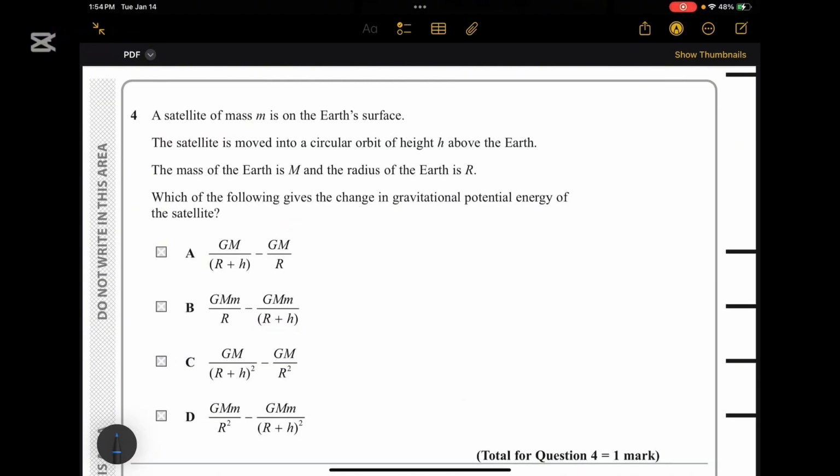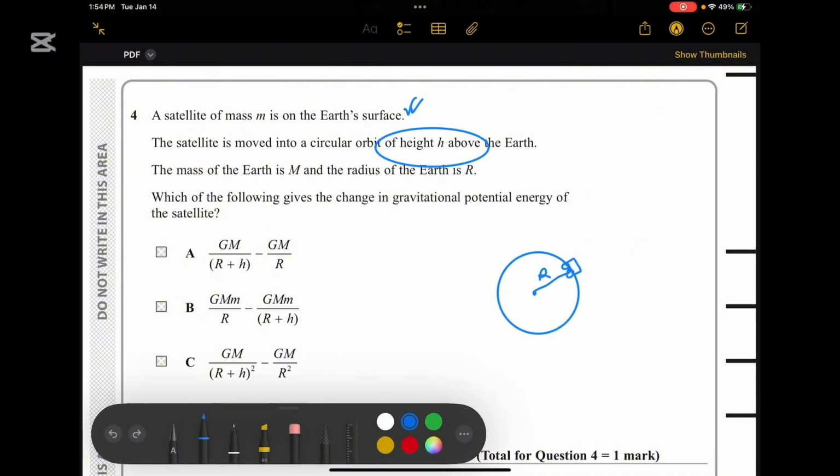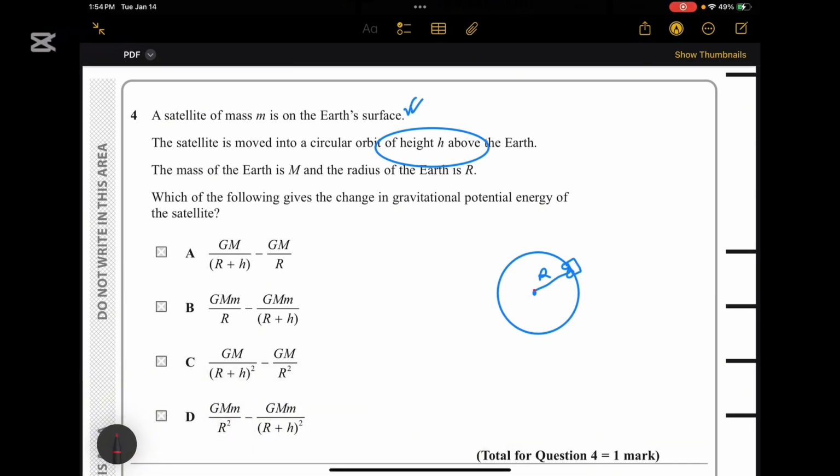Right, in question number 4 they have written: a satellite of mass m is on the earth's surface. A satellite is moved into a circular orbit of height h above the earth. Let's say this is the earth, this is the center, and the satellite was at this position at first, which is r, and after that it was moved to a height of h above the earth's surface.